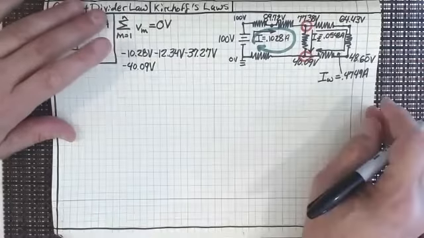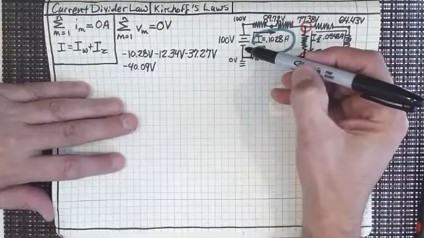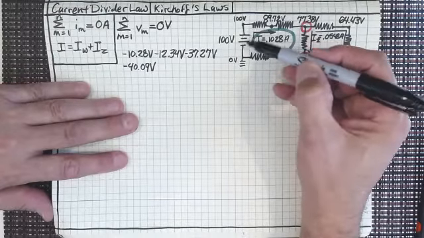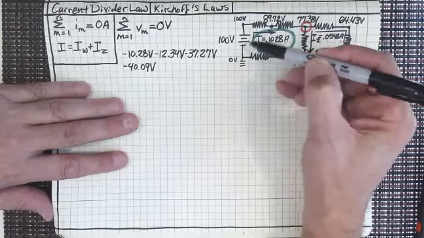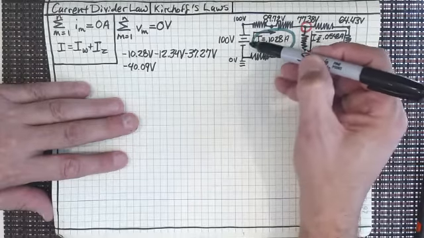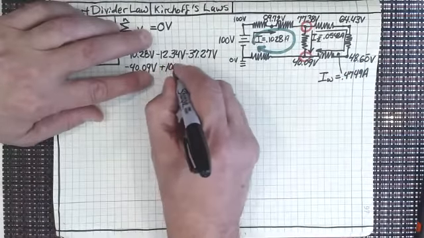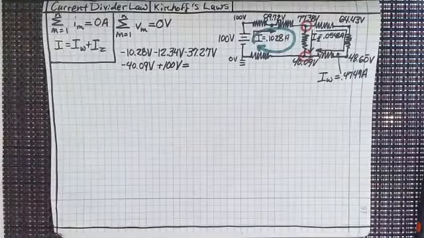So it's minus 40.09 volts. Now, when we go from the negative side of the DC power supply up to the positive side of the DC power supply, that's going to be a positive 100 volts, because we're at 0 volts here and at 100 volts here, so that's going to be plus 100 volts, right? Plus 100 volts. So we've gone all the way around that loop.